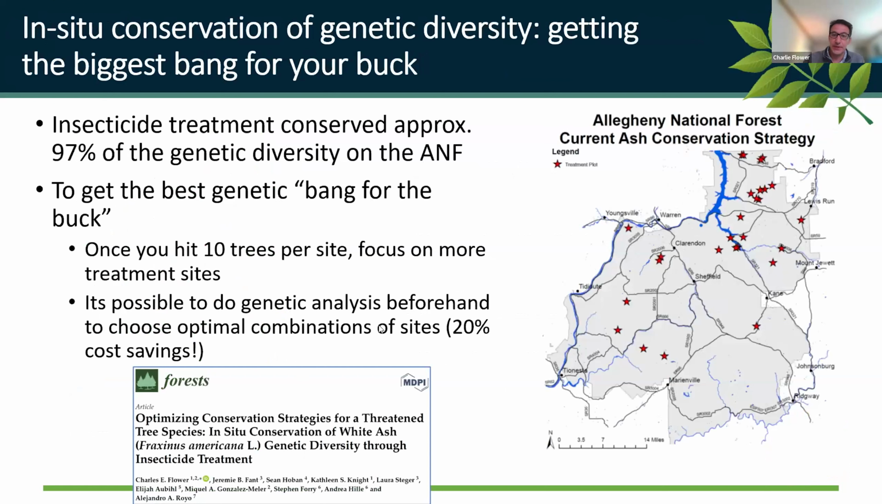So what we did, we sampled material from across these sites on the Allegheny National Forest. I think we got like 20 to 30 trees per site. And we found that more or less the insecticide treatments that we deployed, we actually treated 27 plots across the national forest, but that was overkill. The 27 plots conserved 97% of the genetic diversity on the forest, which was pretty great. And to get the biggest bang for the buck, you could hit 10 trees per site and focus on more treatment sites as opposed to doing more trees per site.